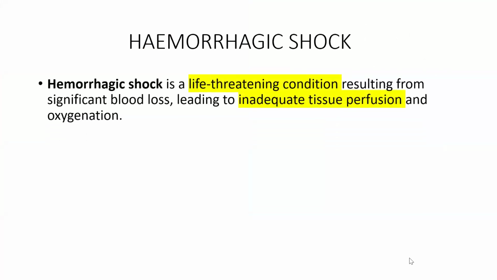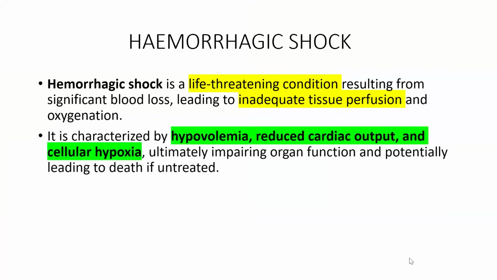So, hemorrhagic shock is defined as a life threatening condition resulting from significant blood loss leading to inadequate tissue perfusion and oxygenation. It is characterized by hypovolemia, reduced cardiac output, and cellular hypoxia, ultimately leading to organ dysfunction, potentially leading to death if left unchecked or untreated.